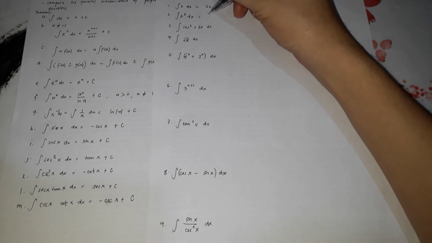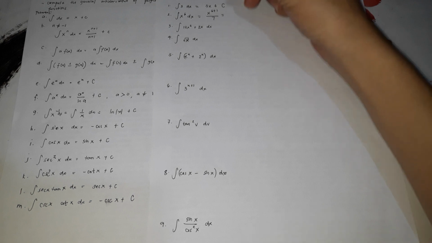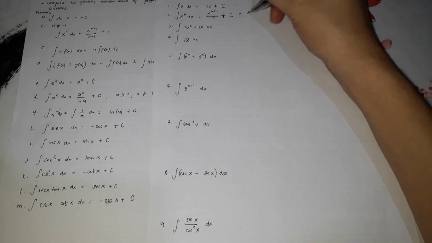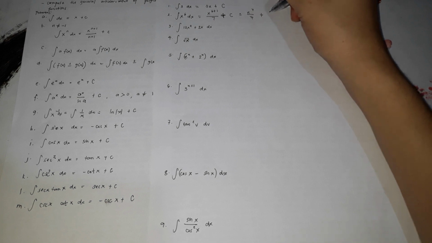For this one, the integral of x to the 6 with respect to x, or dx, is equal to x. Just add 1 to the exponent and then copy the sum. 6 plus 1 is 7. So it is equal to x to the 7 over 7 plus c.